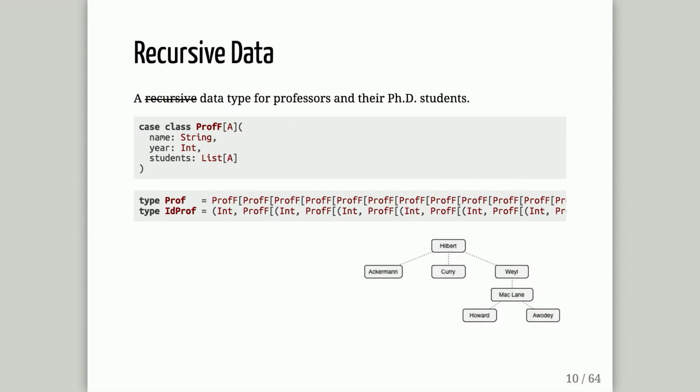ProfF needs a type argument, right? So if you actually want to write this out correctly, you end up with that. Okay, so that doesn't work, right? Because the types are infinite. So we can try something else.